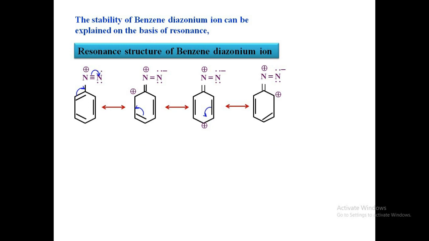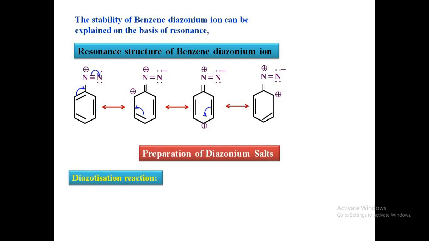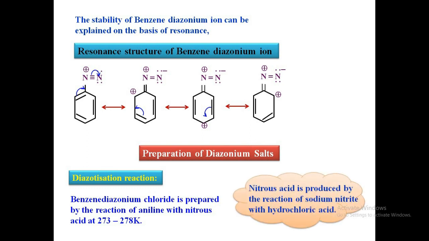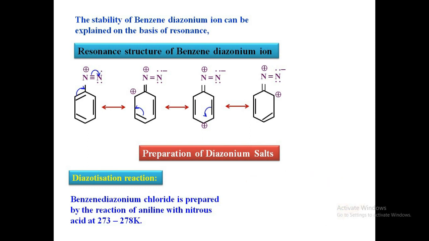Now let us study about preparation of diazonium salts, that is diazotization reaction. Benzene diazonium chloride is prepared by the reaction of aniline with nitrous acid at a temperature of about 273 to 278 Kelvin. Nitrous acid is produced by the reaction of sodium nitrite, that is NaNO2, with hydrochloric acid. Let us observe the reaction.